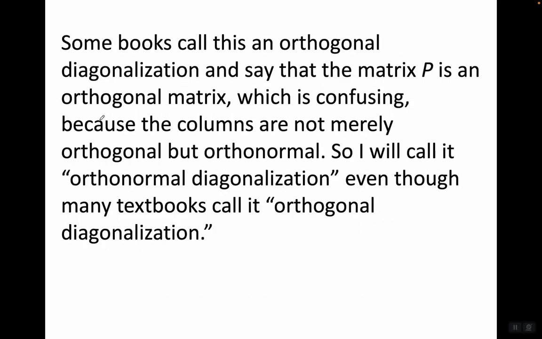Some books call this an orthogonal diagonalization and say that the matrix P is an orthogonal matrix, which is confusing because the columns are not merely orthogonal, but orthonormal. If you say that P is an orthogonal matrix, you might just assume that the columns are orthogonal to each other. But for most books, they're not only orthogonal to each other, they're unit vectors. They're orthonormal vectors, in other words. So I will call it an orthonormal diagonalization, even though many textbooks call it an orthogonal diagonalization, like our textbook that we're using this semester, David Lay's book.